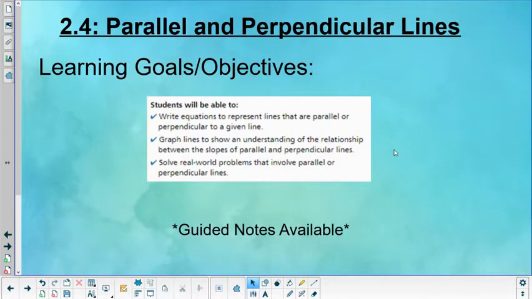Today's topic is perpendicular and parallel lines. Part of this is a review. You have talked about parallel and perpendicular lines in the past. Just now you're going to actually be using them and solving them in the equations. There are guided notes available for you on Schoology, so you can fill those in as you're watching this video. Feel free to pause, rewind, fast forward, whatever you need.